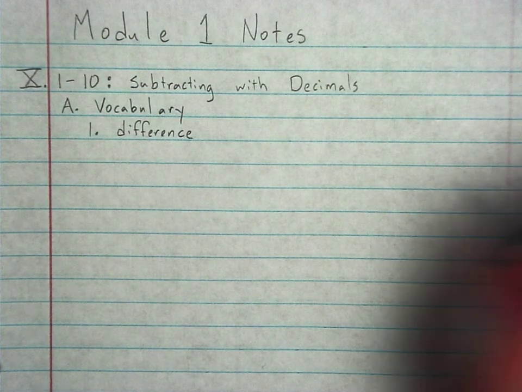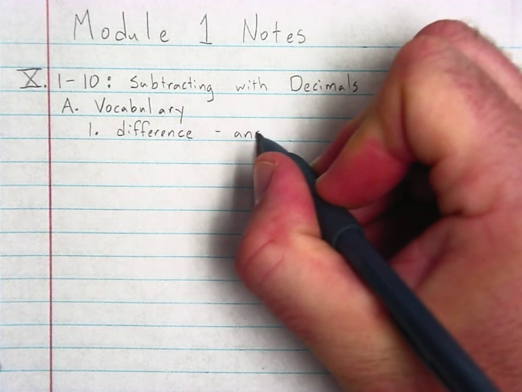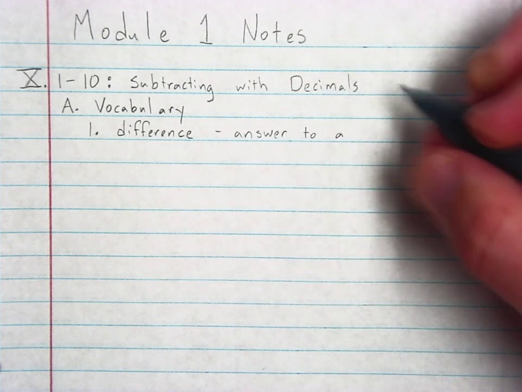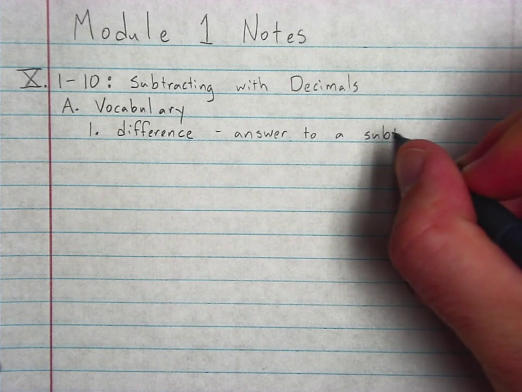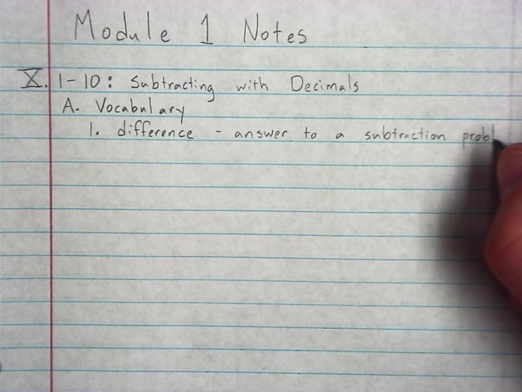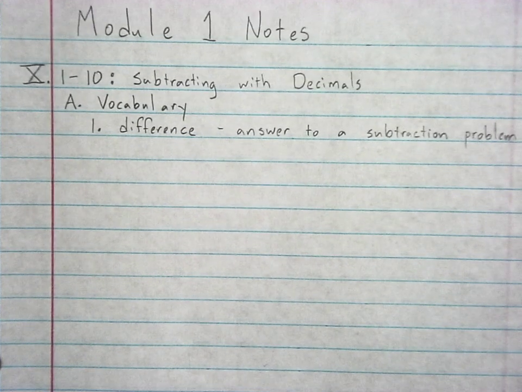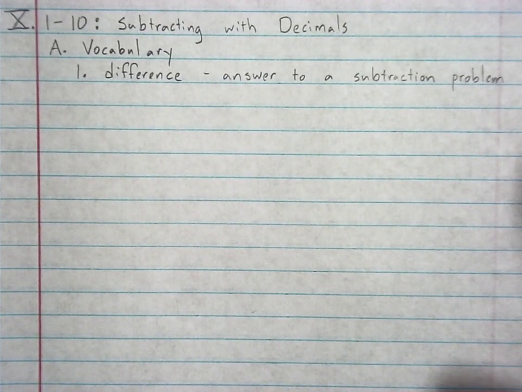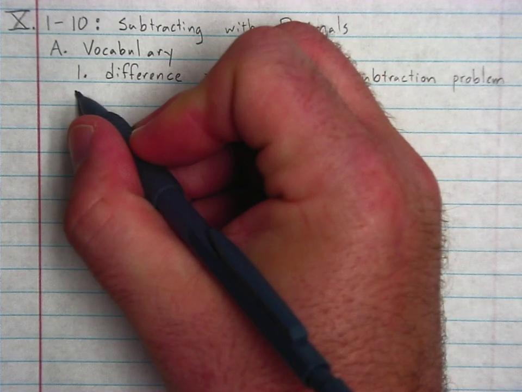Difference is just the answer to a subtraction problem. If you see this in a word problem, or if you hear it in class, find the difference, it means you're going to subtract 2 things. You're going to be doing some subtraction. This is similar to a sum is the answer for addition, product for multiplication, quotient for division.